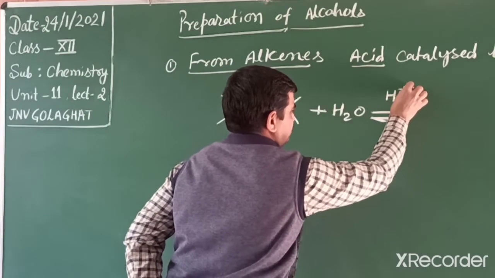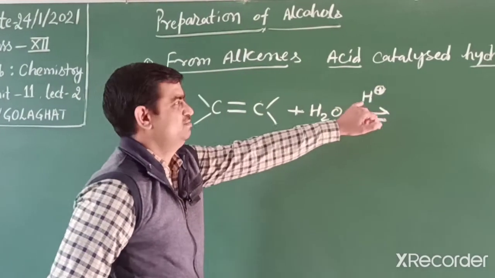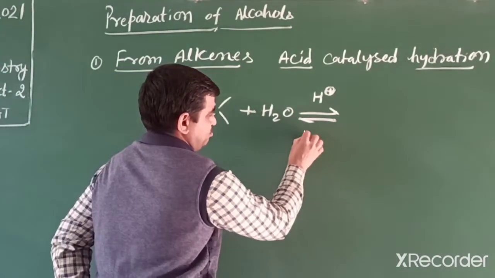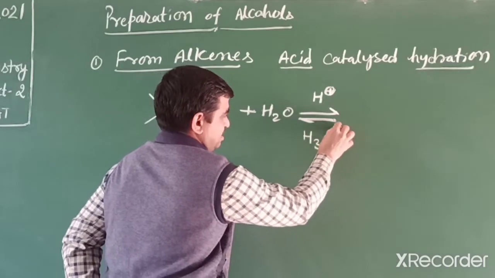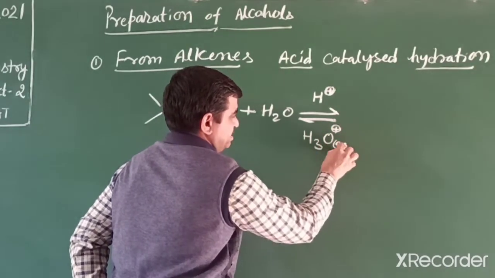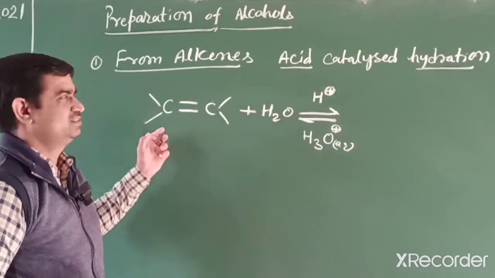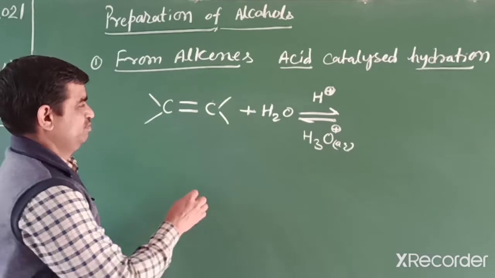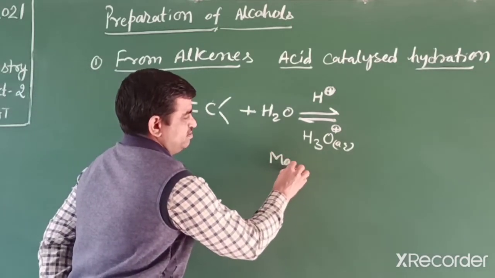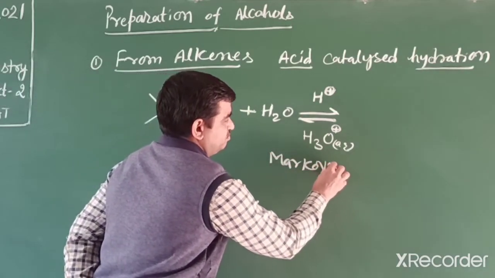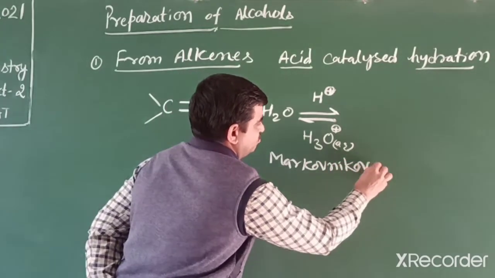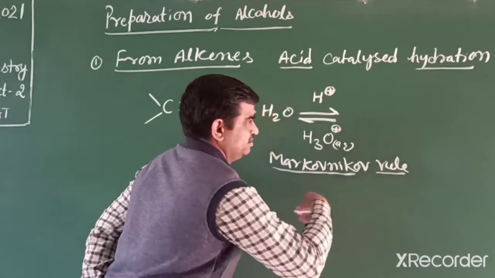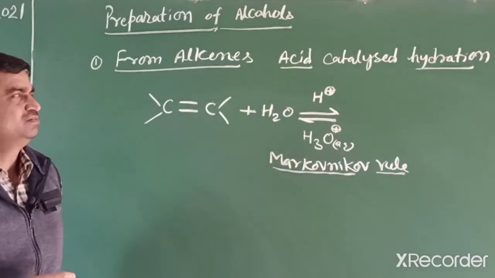In this way we can represent: when acid is present in water, it can be represented as H3O plus, the hydronium ion. And this reaction occurs, students, according to Markovnikov rule. In 11th class, we already discussed this rule.